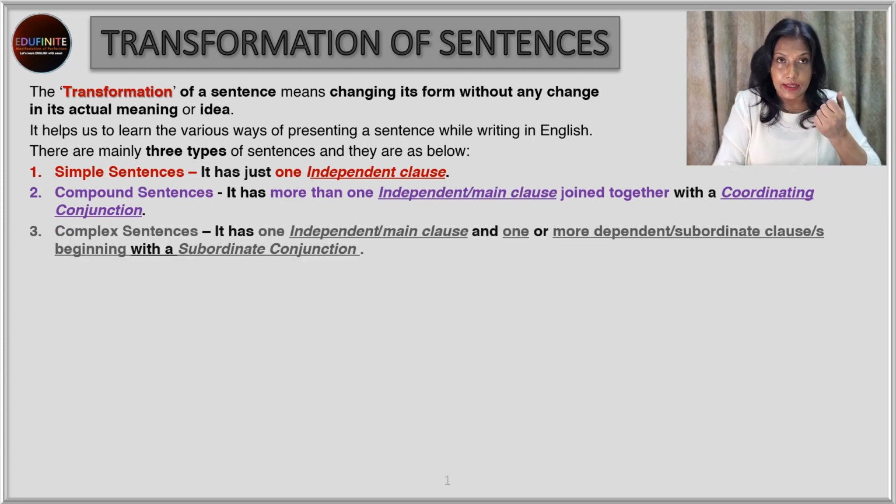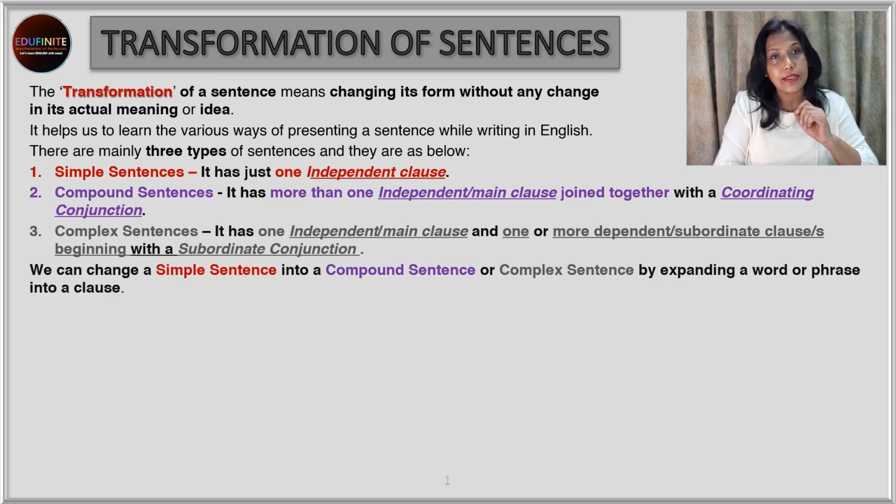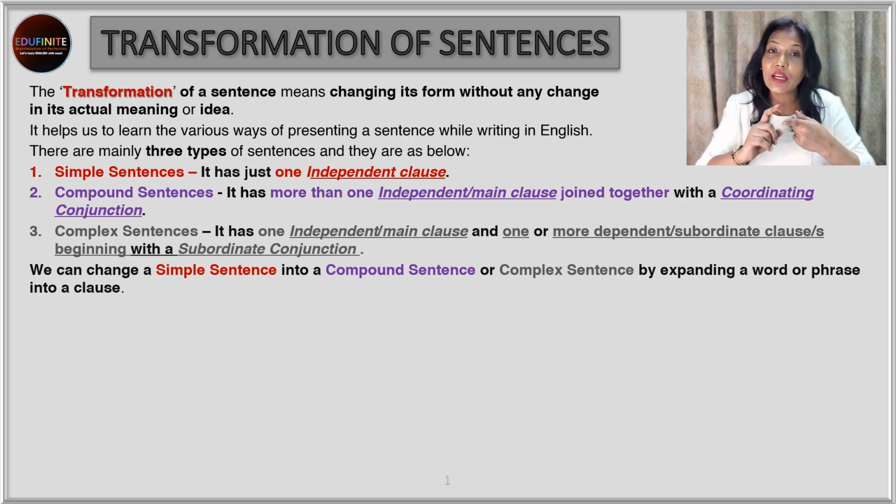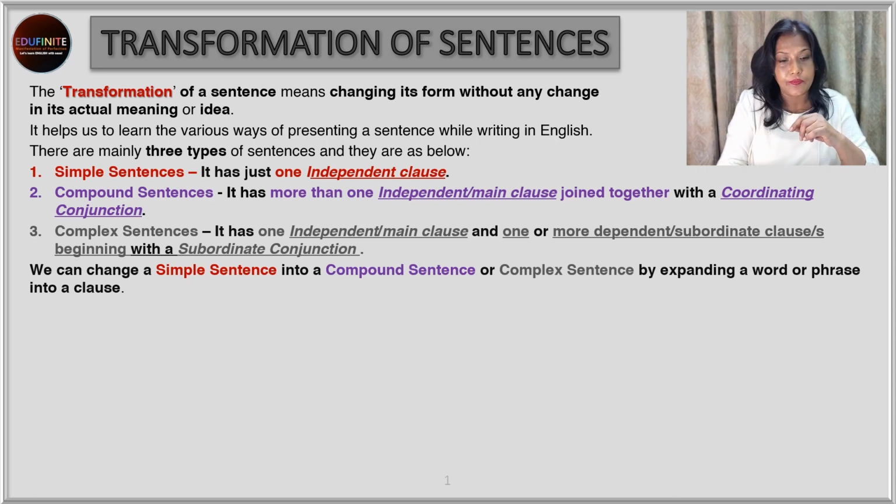Next, the third one is the complex sentence. The complex sentence has one independent or main clause and one or more dependent or subordinate clauses which begin with a subordinate conjunction. Now, we can change a simple sentence into a compound or complex sentence by expanding a word or phrase into a clause. That means a word or phrase, we have to expand it to make it a clause. That means we have to include a subject and a verb in it. Then a phrase gets turned into a clause.